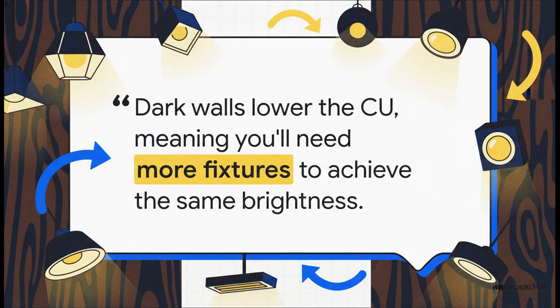Okay, here is your big exam tip. When you're reading a question and it says something like, the client wants dark mahogany walls, ding, ding, ding, a light bulb should go off in your head. You should immediately think dark walls mean low reflectance. Low reflectance means a lower CU. A lower CU means I'm going to need more fixtures to hit the target brightness. It's that chain of logic they're testing.